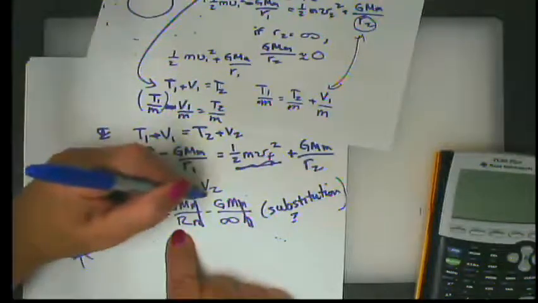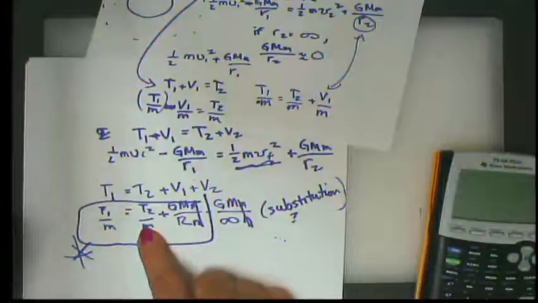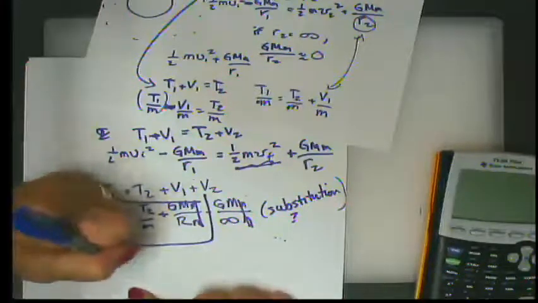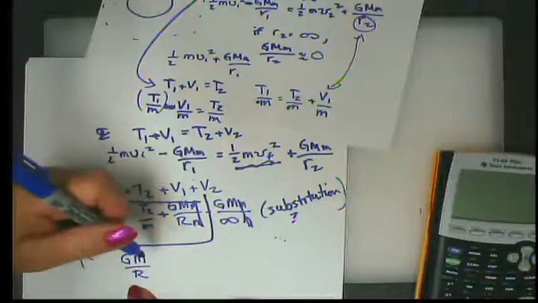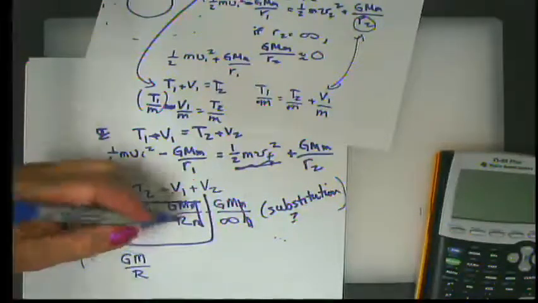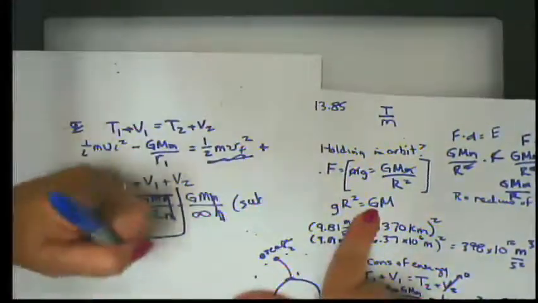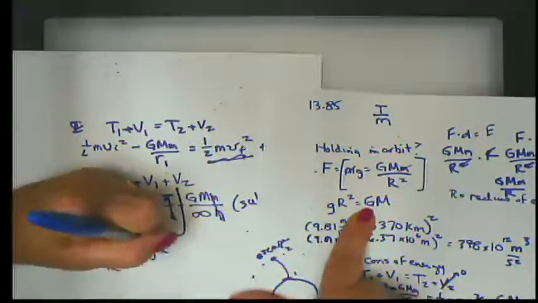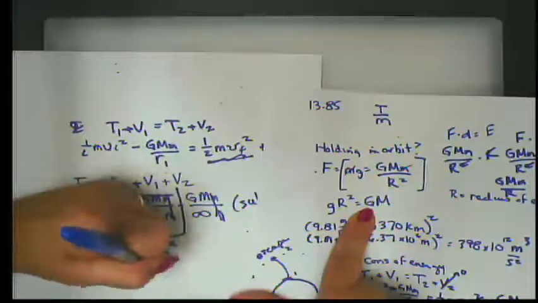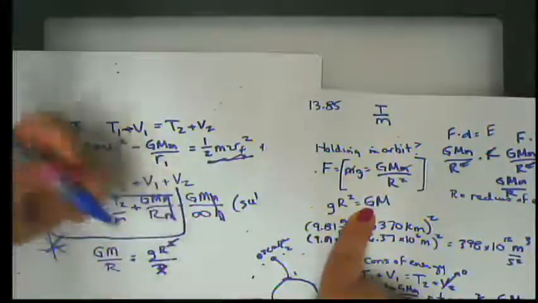I'm comfortable right to here, okay? Now, the piece that bothers me is GM over r. If I go back to this, I could say that that is equal to gr. I'm going to go ahead and finish it. I can see it already. G times this over r, right? So that means that this will cancel this.